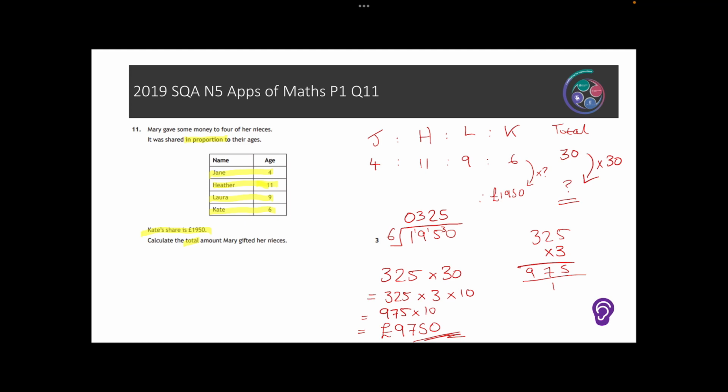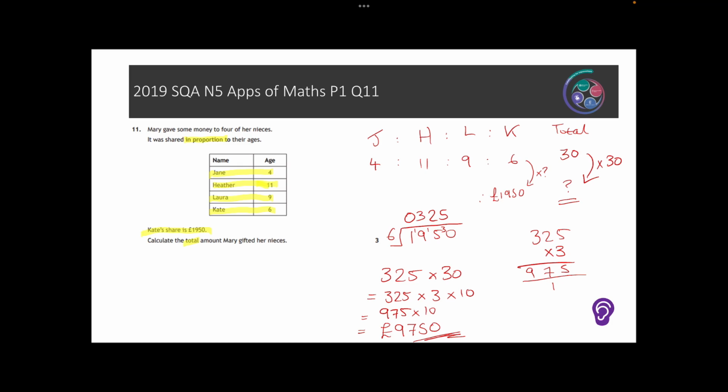9,750. Or alternatively, if you had done it the other way and worked out how much each of them would have got, so you would end up with Jane was 1,300, Heather 3,575, and Laura 2,925. So getting the 3 of those other nieces' amounts would be that second mark, and then your third mark would come from adding the 3 of those with the 1,950.